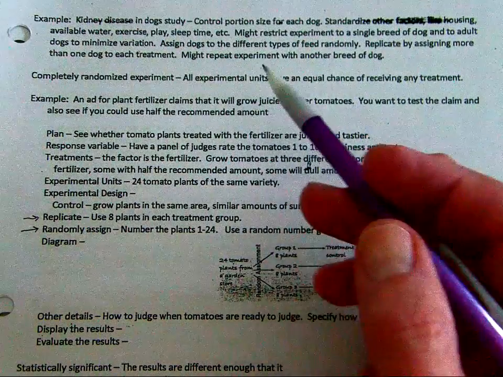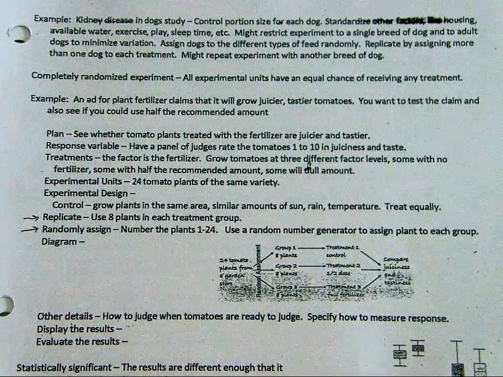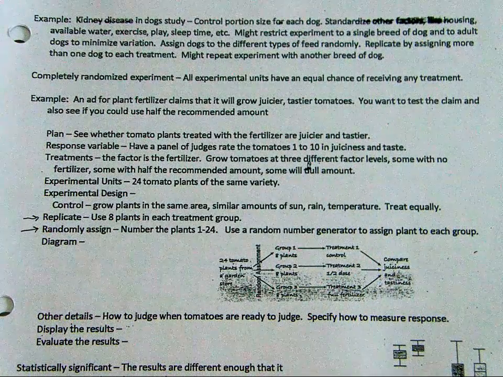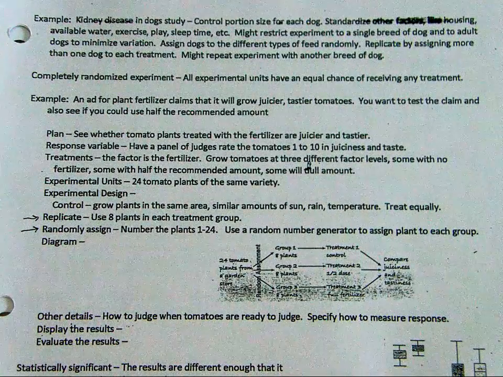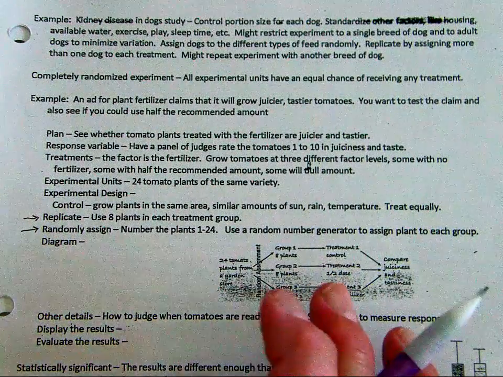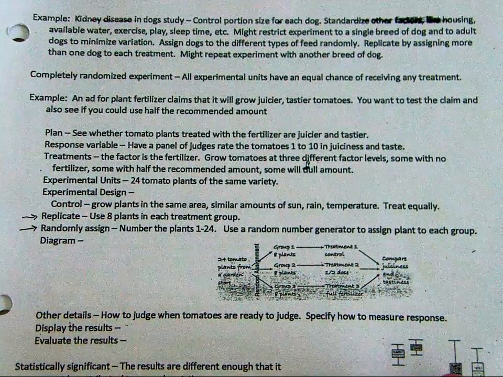And then make sure you have more than one dog for each one. So like if you're feeding one of them Alpo, you want to have more than one dog in that one so that you can compare the results for all the dogs. And then you might repeat the experiment with different breeds. If you do one with golden retrievers, maybe you want to repeat it with schnauzers.